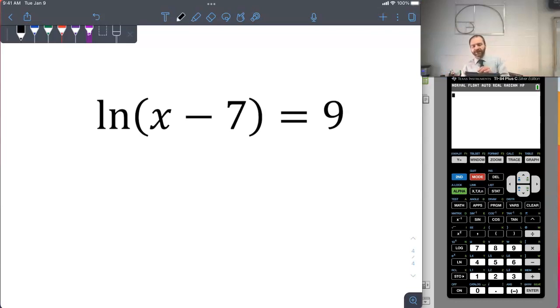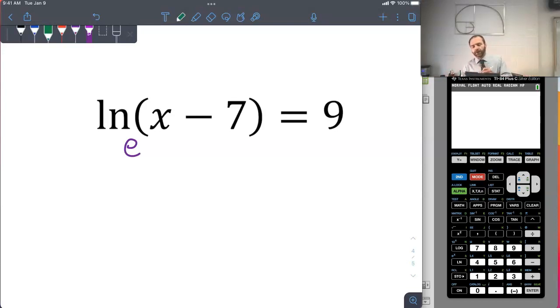A shortcut is I'm going to show the base. I'm not going to change the ln. I'm just going to put an e here. I know ln has a base of e. Well, how do I solve for x? Again, I could go left to right. What power of e gives me x minus 7? The power is 9. I could translate it.